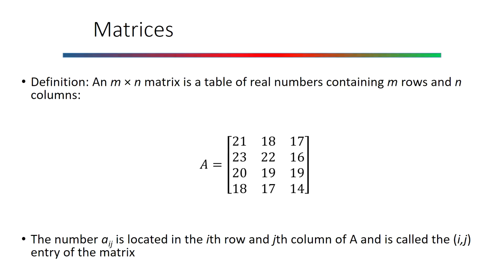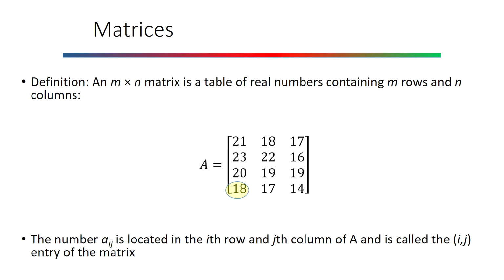Just like vectors, matrices can serve many different purposes. Let's look at this matrix for instance. It is a 4 by 3 matrix because it has 4 rows and 3 columns. Remember that the ij entry of the matrix is in row i and column j, so the 2, 3 entry of this matrix is in row 2, column 3, and is 16. Similarly, the 4, 1 entry is in row 4, column 1, so it is 18.